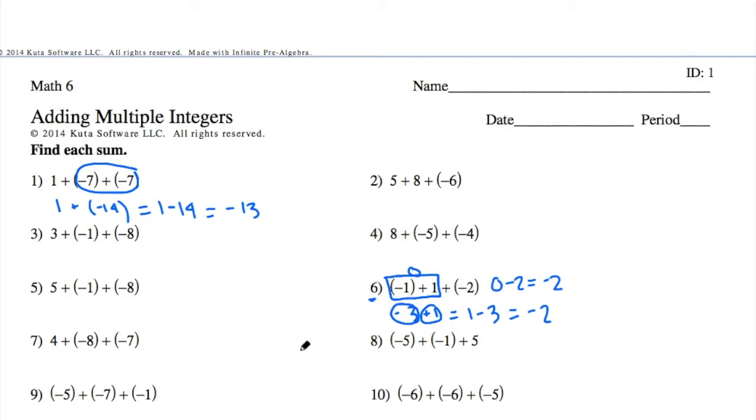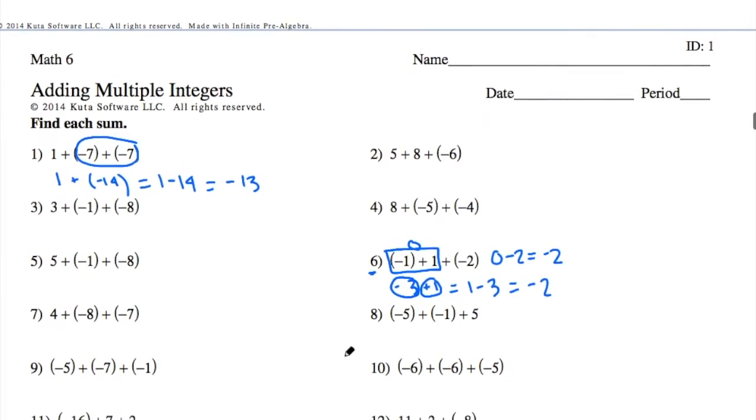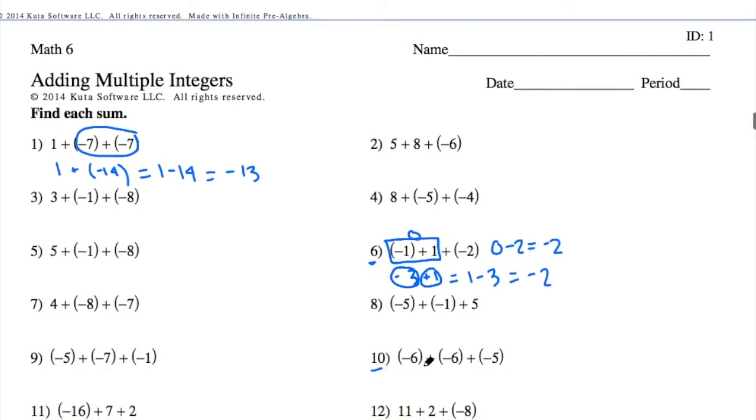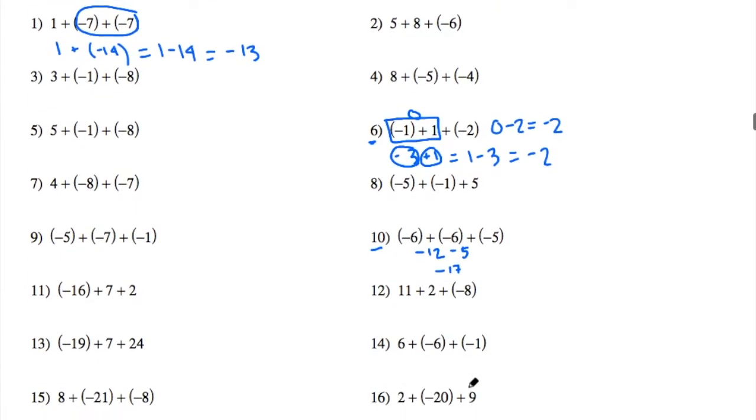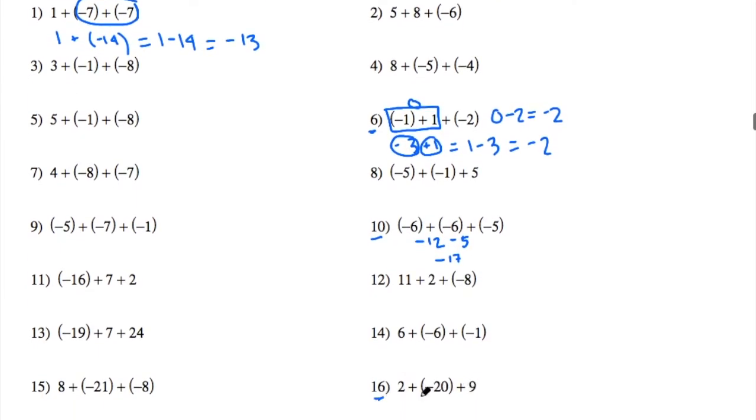Okay, let's look at number 10, which is mostly straightforward. We've got all negatives here. We've got 6 negatives, 6 more negatives, 5 more negatives. So if you like to do it in stages, we have -12 and then 5 more negatives to give us a total of -17. If we take a look at number 16, we have positives in two places. So we've got positive 2 and positive 9, so we've got 11, and we are taking away 20, or adding negative 20, and that is going to give us negative 9.